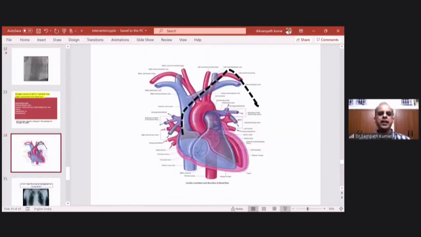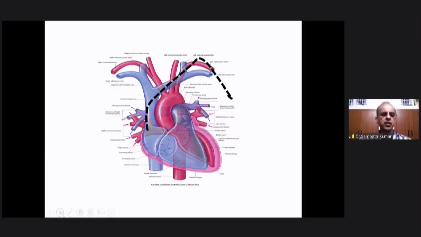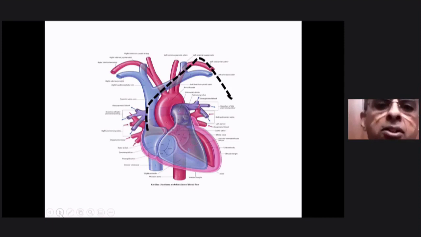So on the left side, the problems of insertion of the catheter are slightly more. We have to ideally choose a step tip or a symmetric tip catheter, and we should also see to it that the needle insertion sites are sufficiently lower.